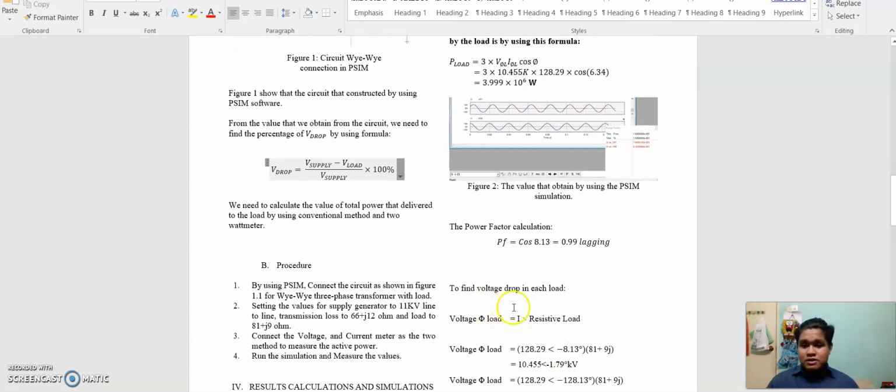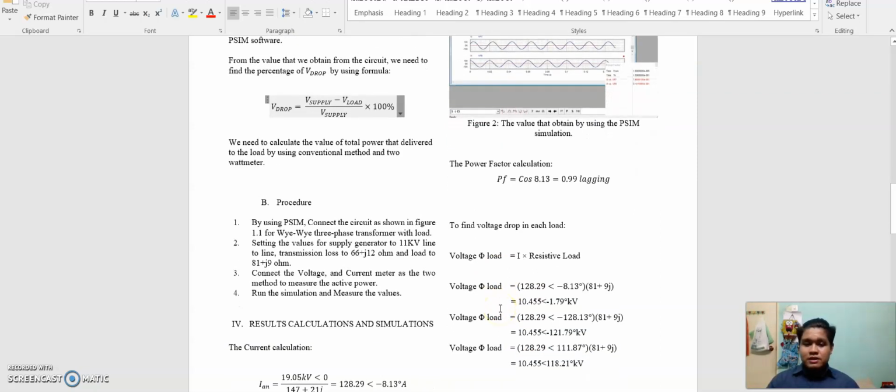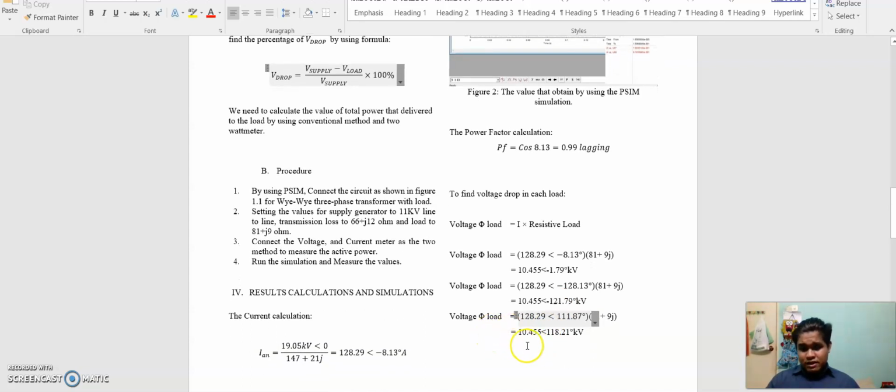To find the voltage drop in each load, because it is 3 phase, there are 3 voltages. For voltage 1 I get the final answer 10.455, angle negative 1.79. It's also the same because it's 3 phase, so the voltage is the same, but the angle is not the same. For the second load voltage I get 10.455, angle negative 121.79 kilovolt. Voltage 3 I get 10.455, angle 118.31 kilovolt.